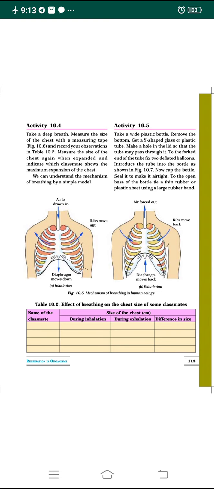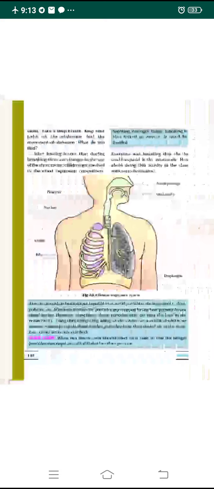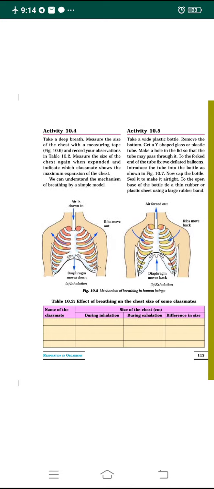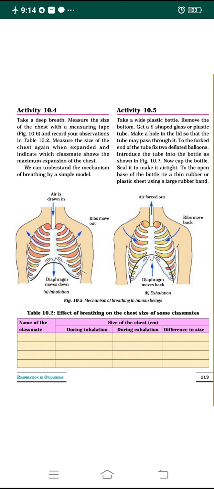Dear students, in the previous class we were discussing the concept of breathing. We discussed the various passages and parts of the respiratory system through which the air enters into the lungs and finally is involved in the process of breathing. Now let's move on to the next concept, that is activity number 10.4.